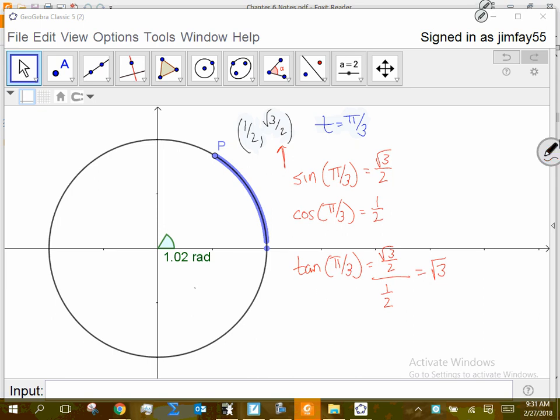Okay. Now I want to do, what's the reciprocal of sine? Cosecant. So cosecant of pi over 3 is going to be 1 over y, or now that I've got this, it's just a reciprocal of this, so it would be 2 over root 3, which is going to rationalize to give you 2 radical 3 over 3.